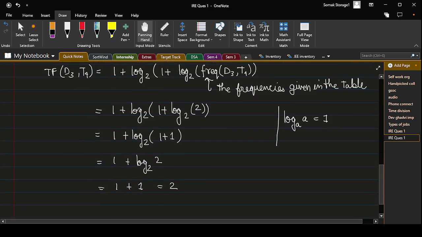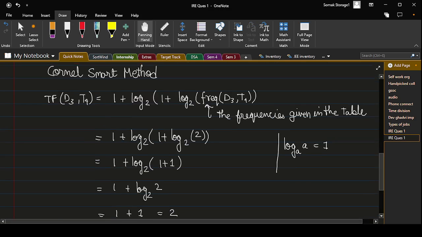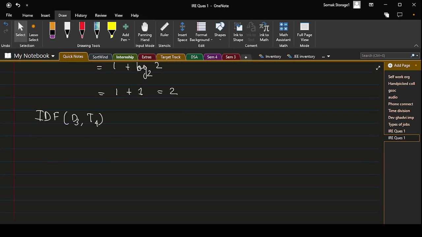So now we'll calculate the IDF for this. IDF of T3 T4. So what is the formula for that? The formula for calculating this is log base 2 of 1 plus mod of d by mod of dt.